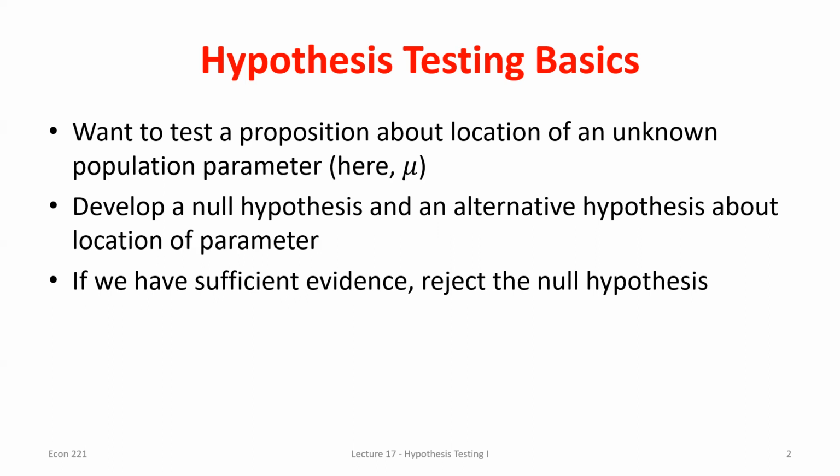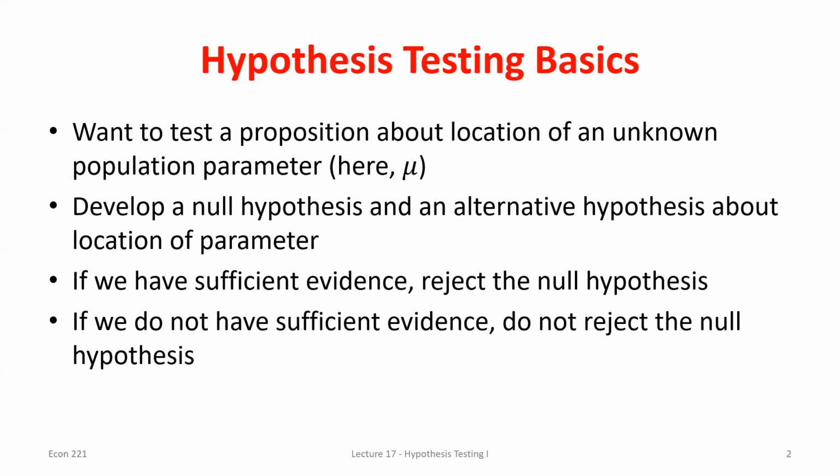So if we can find sufficient evidence from our sample, if the sample mean doesn't line up with what we assume about the population mean, we're going to reject that null hypothesis. And basically be able to say, based off the sample I took, I can reject that assumption. It can't be that the true population mean is equal to 50,000. If we don't have sufficient evidence, then we won't reject it.